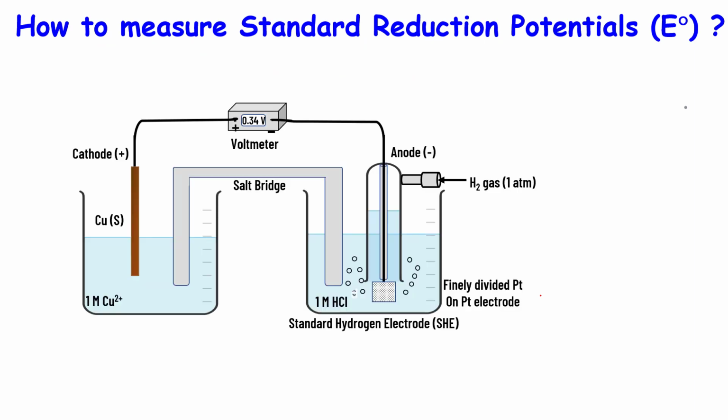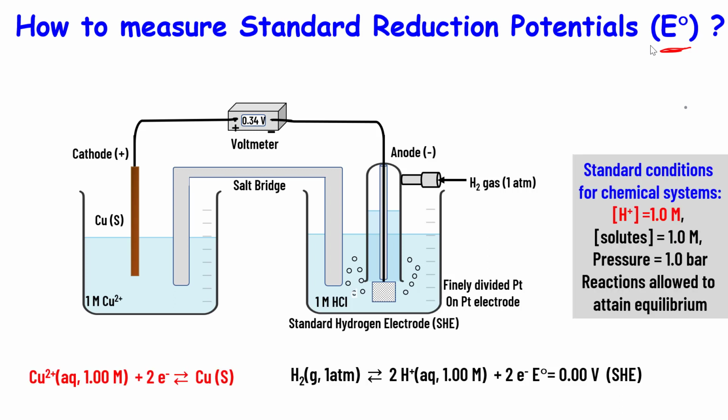So how do we measure these standard reduction potentials? You can see here that E comes with the E naught, so that tells you that we are measuring standard reduction potentials. Before we make the measurements, we have to be aware of what the standard conditions are. In order to measure things under standard conditions, we keep these things at fixed values. If we ever use hydrochloric acid or any acid in these experiments, we want to keep the hydrogen ion concentration at 1 molar.